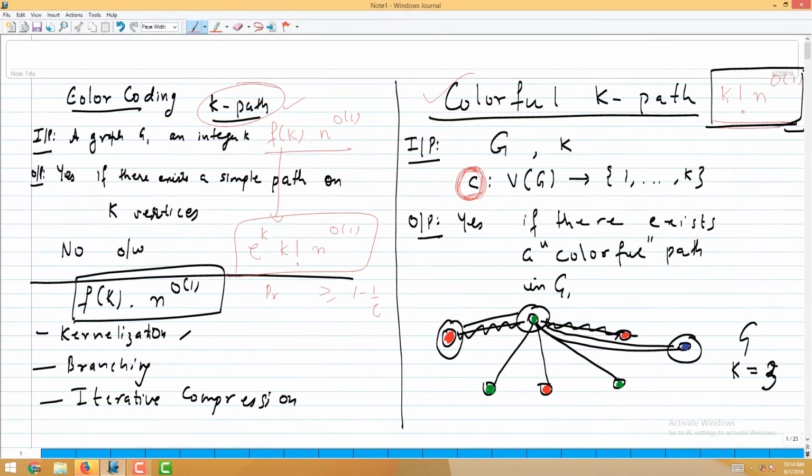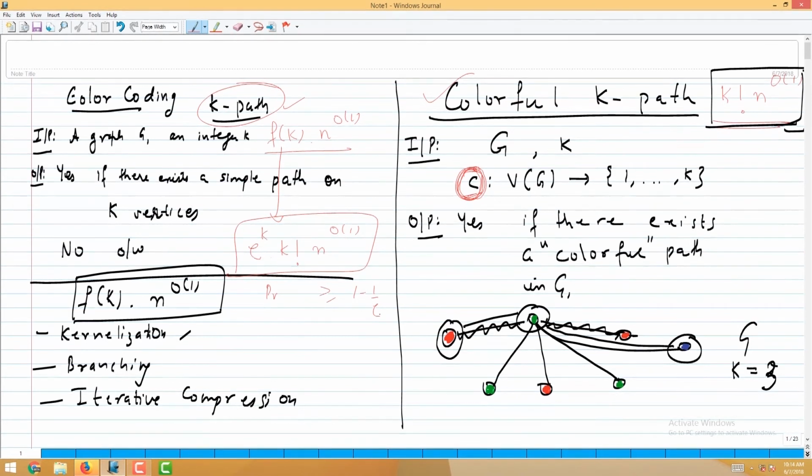I'll just quickly tell you the theorem with which we can actually make this deterministic. So what is this theorem saying? Where is the randomization coming from? The randomization is coming from the fact that we are choosing this coloring uniformly at random. I'll tell you what you can do about it, but before that, let me quickly say a couple of concluding remarks about color coding.